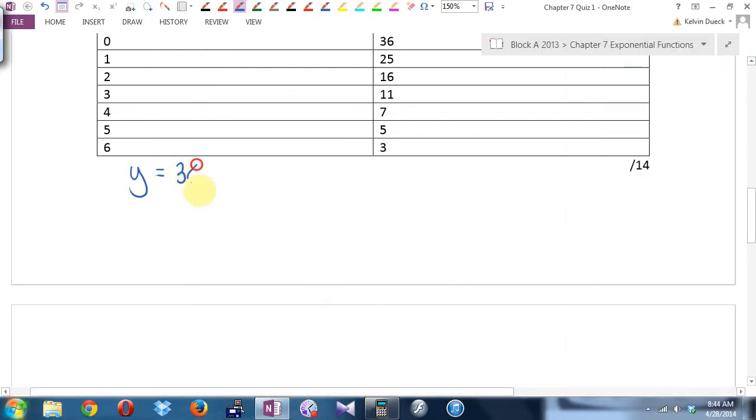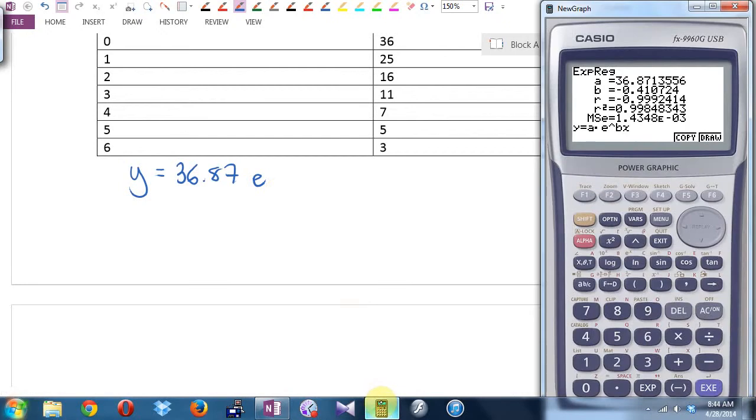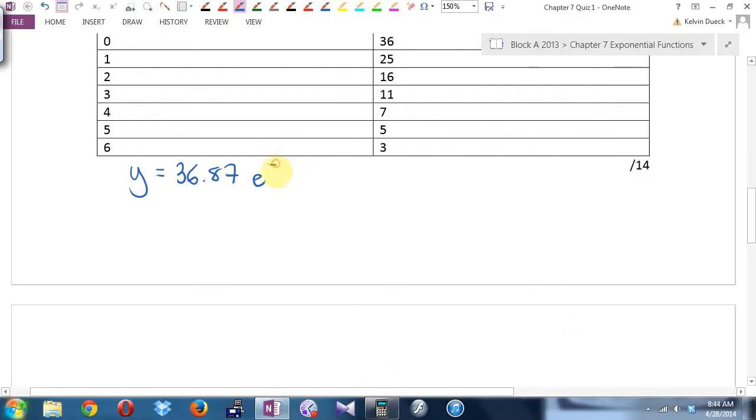36.87. All of you should have that part. And then my equation is e to the negative 0.41x if you decided to go base e. If you didn't go base e, it's 36.87. What if you did y equals a b to the x?